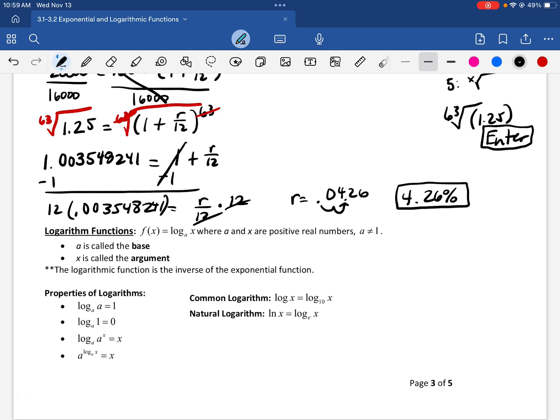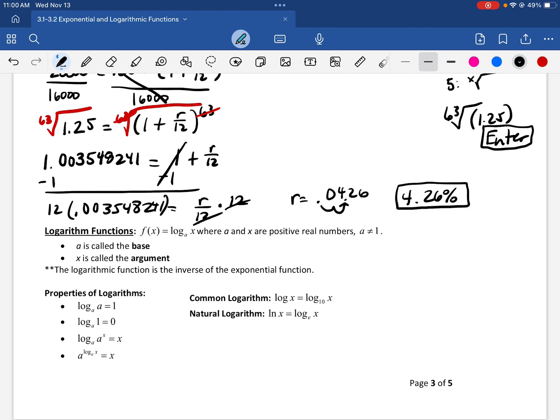All right, so that finishes up for exponential functions, so just some basics of exponentials and then doing some word problems there. Now we're going to look at logarithmics. We do these together because logarithmic is the inverse of an exponential and vice versa. Exponential is the inverse of a log function.